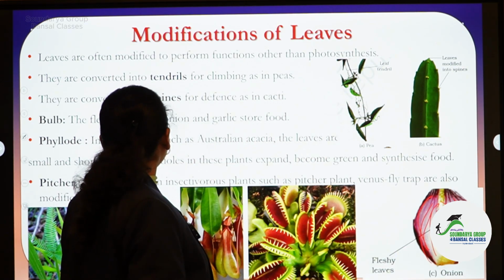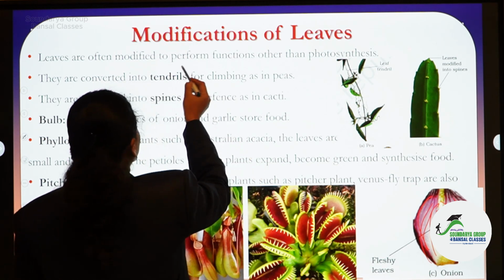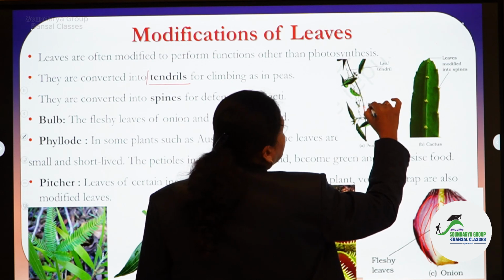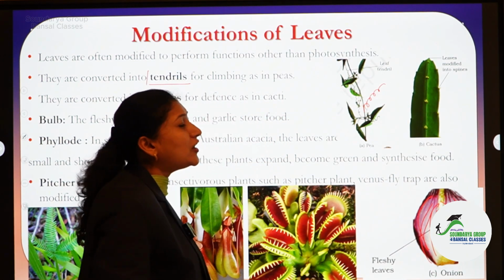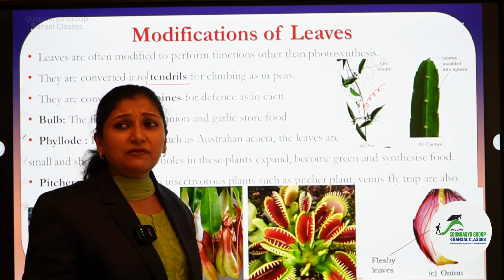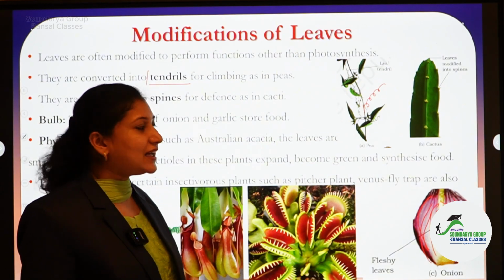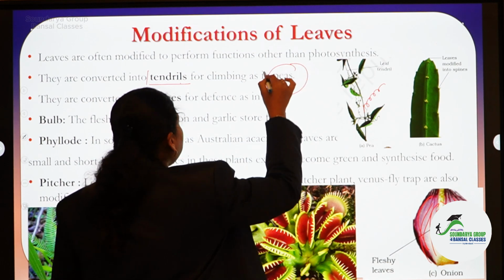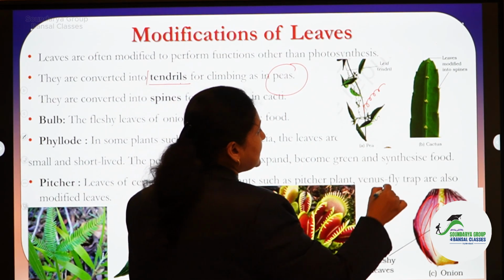And then the second leaf modification, that is tendril. You can see here in the pea plant, again not from the stem. These are modified leaves that make a spring-like arrangement, which is known as a leaf tendril, present in the pea plant. The next one, these are spines.